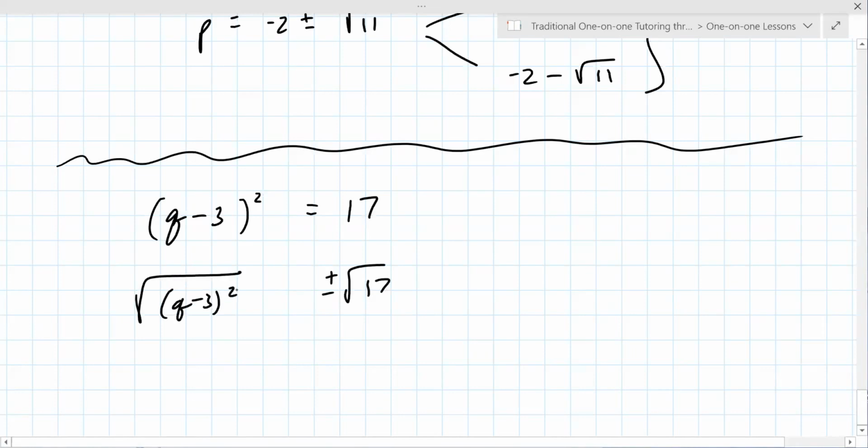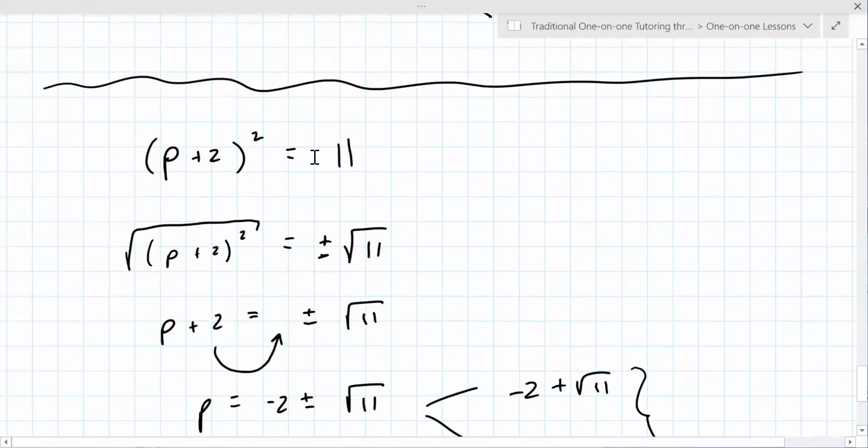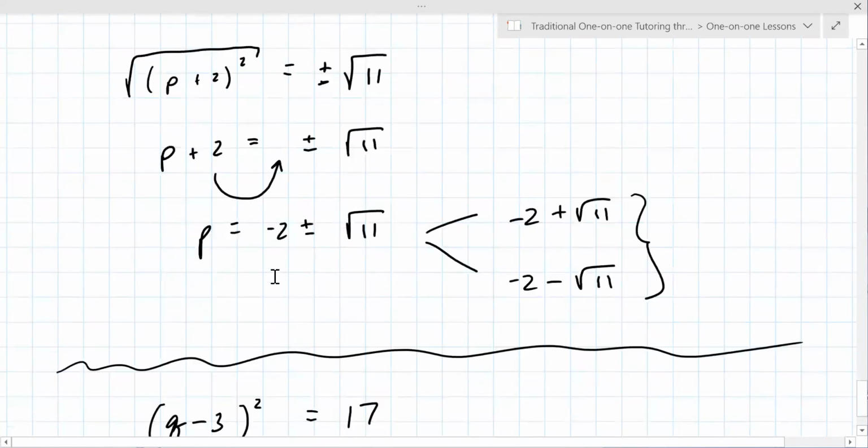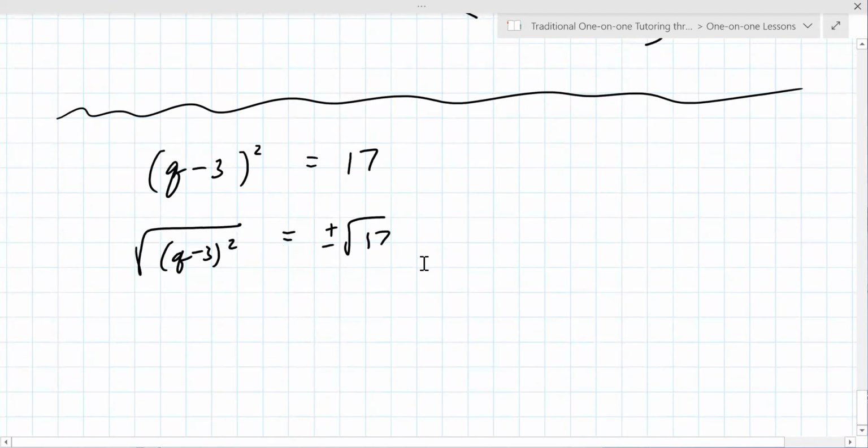Did the other ones not have the number on the outside? Did those also not have a square root on it? Let's go back and look. Okay, same thing. All right, my bad. I'm going crazy, I guess. All right. Q equals. And then, okay, I got it. So your final answer is 3 plus square root 17, 3 minus square root 17. Yeah.